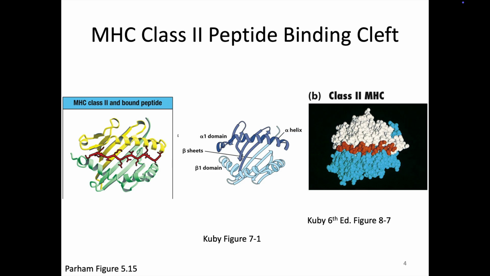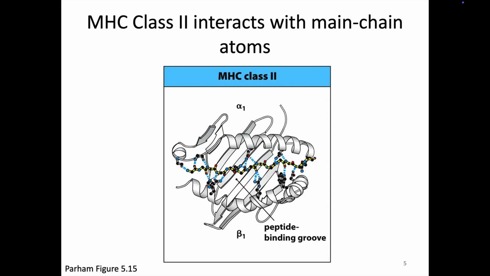As a result, the MHC class 2 peptide binding cleft can accommodate longer peptides. So with class 1, it's always 8, 9, or 10, depending on the class 1. With class 2, I hear like 14 to 20, or 12, you hear numbers like that. Bigger than 8 to 10, a pretty big range.